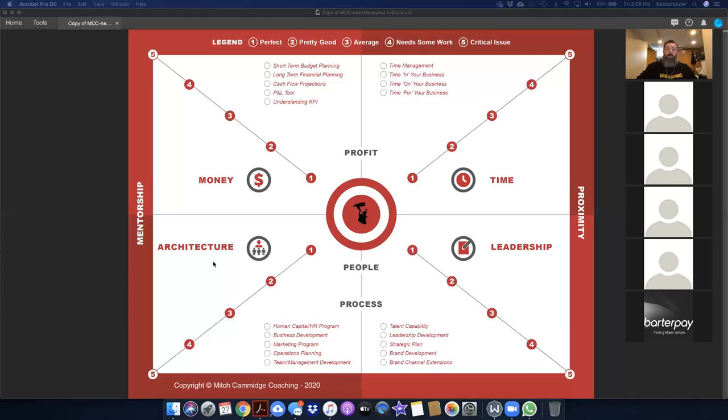So people's actual roles and the way time is spent in a business starts to become more separated, more segmented, more specific. The architecture, or the things and stuff that make business run, includes human capital, human resources, business development, marketing, operations planning, and then the actual technical development or the team and management development for people inside the business.